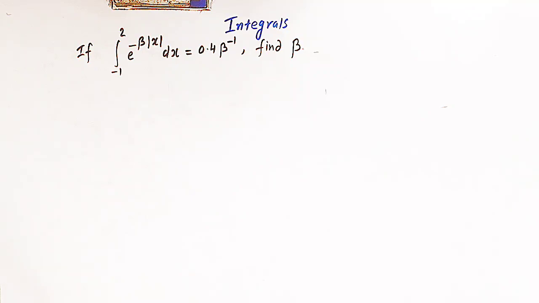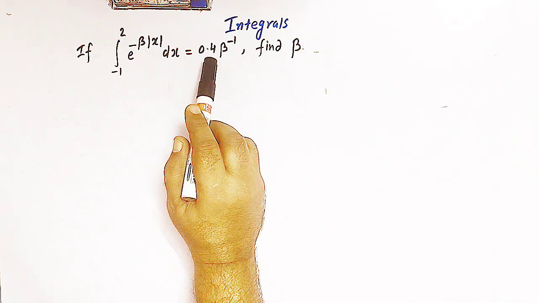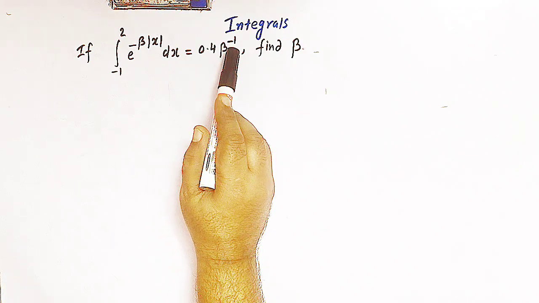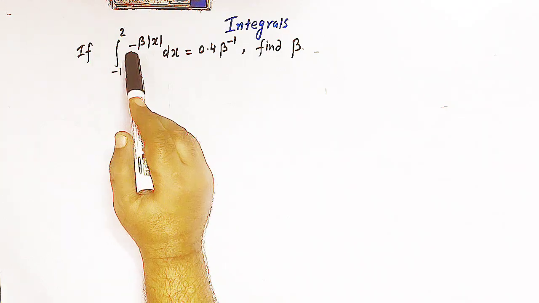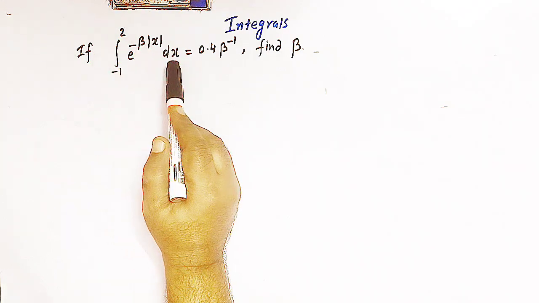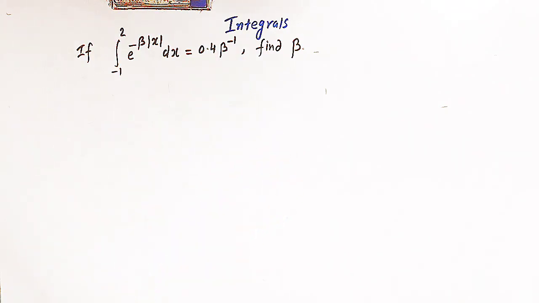Hello viewers, in today's session we are going to discuss another important and conceptual problem from integrals involving the mod function. We are given that the integral from minus 1 to 2 of e raised to minus beta times mod of x dx is equal to 0.4 times beta raised to minus 1, where beta is some real number. And we have to find the value of beta.